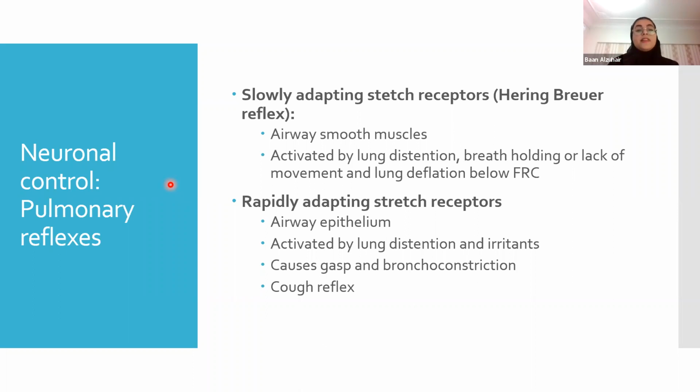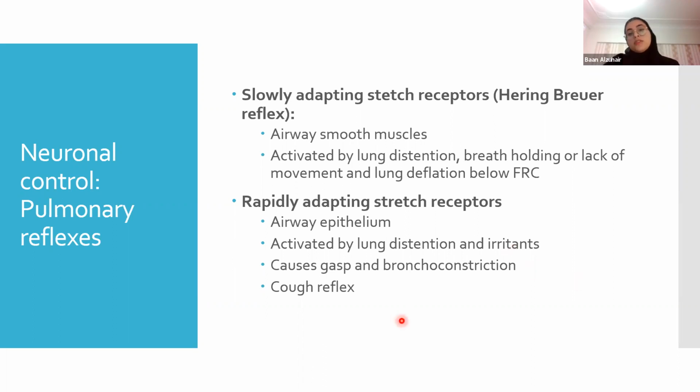So for lung deflation below FRC, sometimes we try to deflate our lungs, like we take out all the air in our lungs like this. See, I took not all the air, but as much air as I can from my lungs, okay? We get to a point where we cannot exhale anymore. We cannot take out any more air. And that point is set by the slowly adapting stretch receptors, okay?